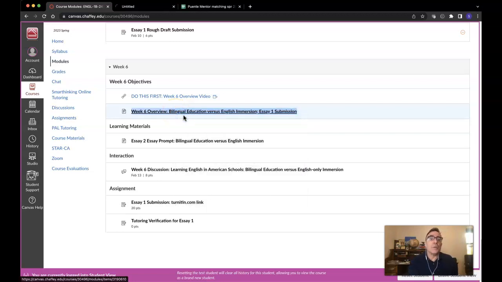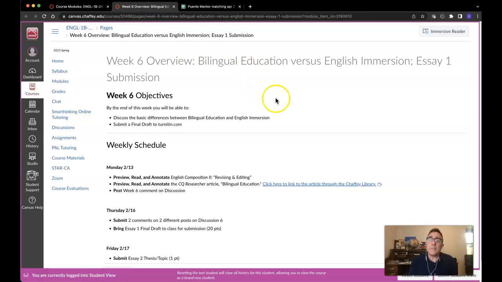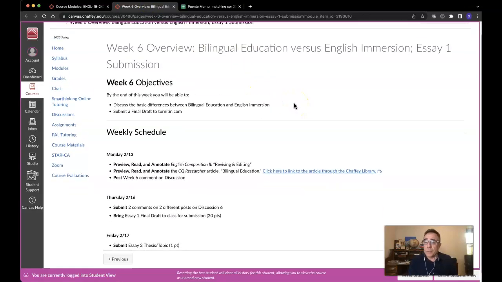Let's jump to the text of our overview. We've got a couple large themes we're working on this week. First, we're going to be starting some work on our next essay, which is going to be about how people learn the English language in the United States if they've come from somewhere else with another first language. And the two big competing models are bilingual education versus English immersion.